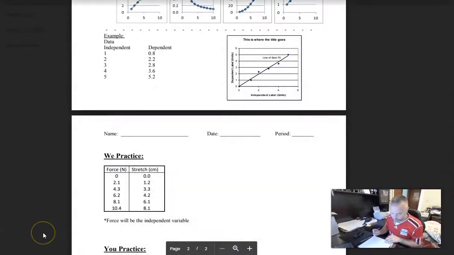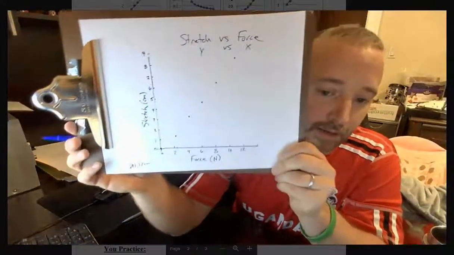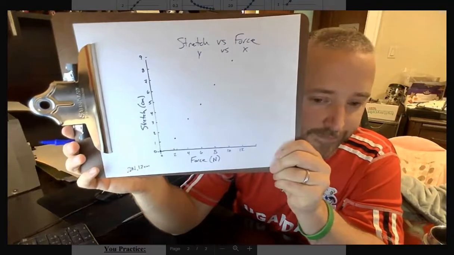I will do the same. Okay. So I've got 4.3 and 3.3. A little bit higher than 4, a little bit higher than 3. Okay, I've got 6.2 and 4.2. I've got 8.1 and 6.1. And finally, 10.4 and 8.1. It's not going to be perfect, but when you're done, your data should look a little like this. Again, feel free to pause if necessary to get this done.